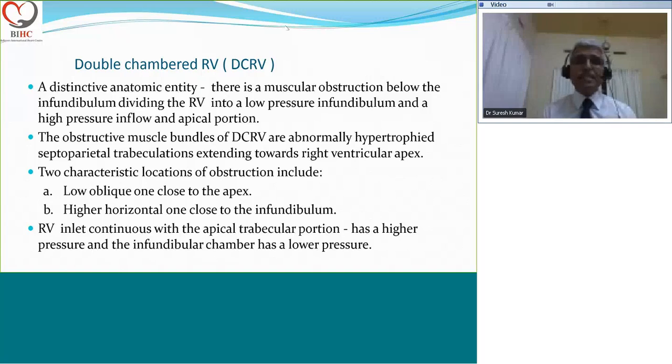They have two characteristic locations. One can be low oblique, close to the apex, or a higher horizontal one close to the infundibulum. And the RV inlet is continuous with the apical trabecular portion that has a higher pressure, and the infundibular chamber has a lower pressure.